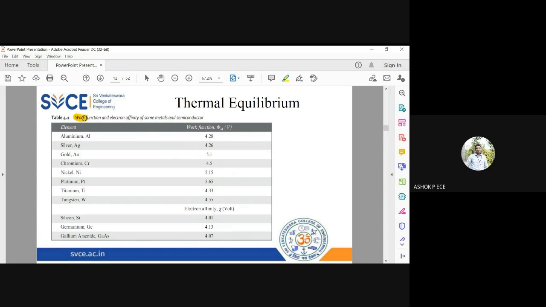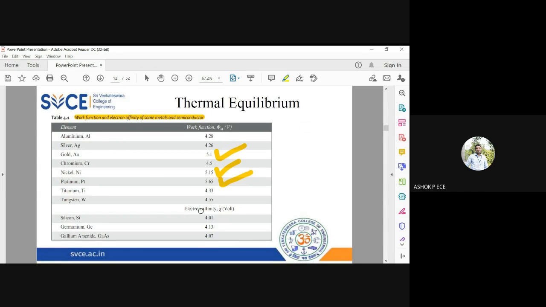So these are the different combinations of metal and semiconductor junctions which they have studied, and they have obtained the values for work function and affinity. For metals, aluminum has a work function of 4.28. For silver, it is 4.26. For gold, you see it is very high, 5.1. Chromium, 4.5. Nickel, 5.15, even higher. Platinum, very high, 5.65. Titanium and tungsten. So three of them have a very high work function value.